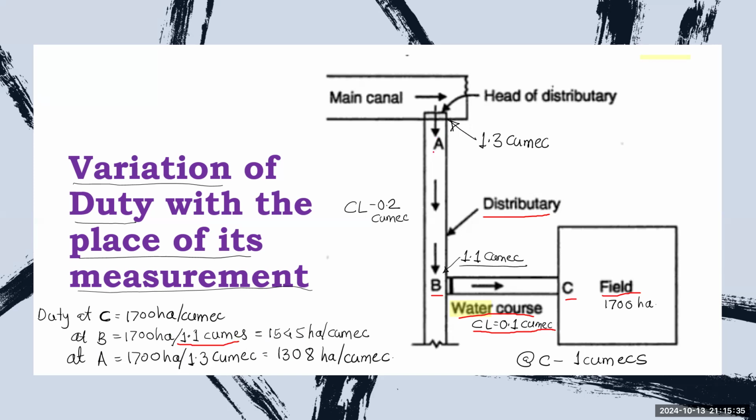Similarly, if we have to find out the duty at A, we have to consider the conveyance losses in between points A and B. Suppose the conveyance losses are 0.2 cumec. So the water supplied at A should be 1.3 cumec, so that water will reach point C as 1 cumec, and in that case the duty will be 1700 hectares per cumec. Likewise, the duty changes with the place of its measurement, and it is due to the conveyance loss.